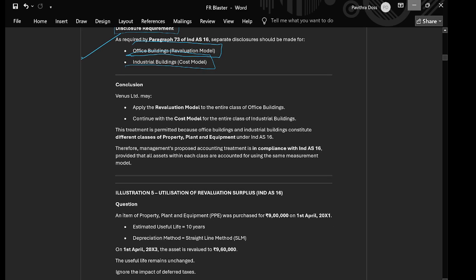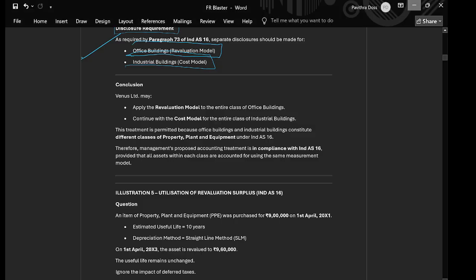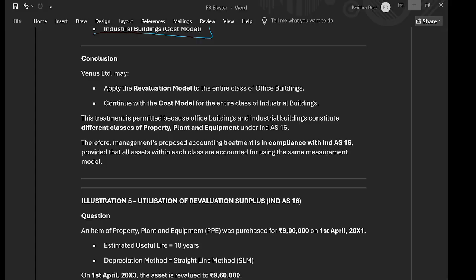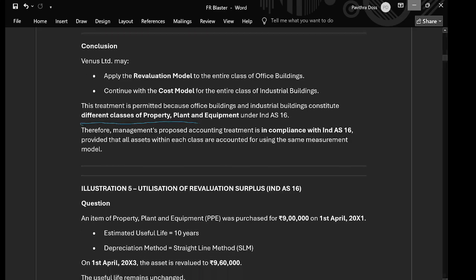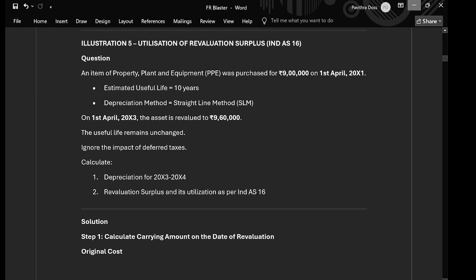Now the conclusion is that yes, we can apply the revaluation model to that entire class of asset, provided that the same model is followed for that same class. So if you are using the revaluation model for the office building and the cost model for the industrial building, it is all right, you are compliant with IND AS 16(1)(d). Now moving on to the next question.